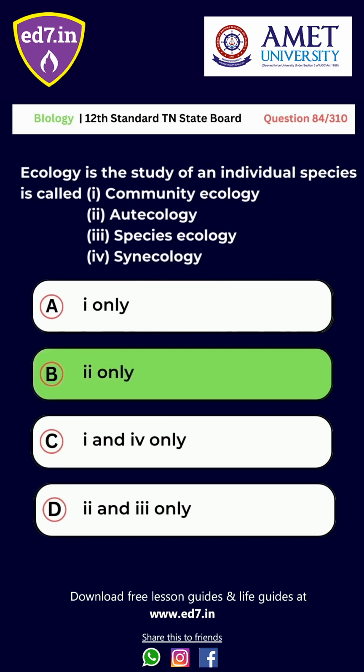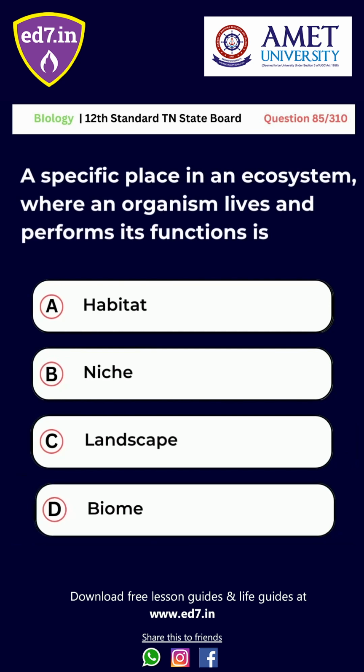2 only. Question number 85. A specific place in an ecosystem where an organism lives and performs its functions is: A. Habitat, B. Niche, C. Landscape, D. Biome. And the right answer is option B. Niche.